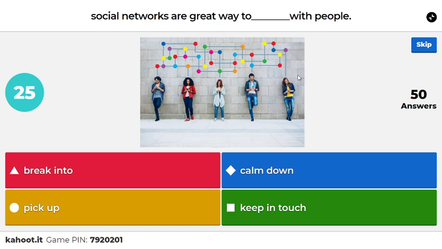Okay, social networks are a great way to what? With people. Break into, calm down, pick up, keep in touch. Which one? You got last 10 seconds. Oh my god.